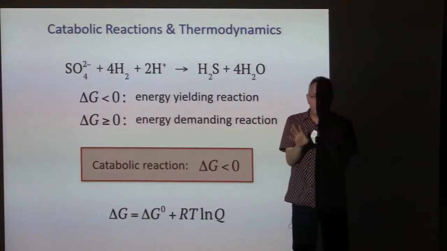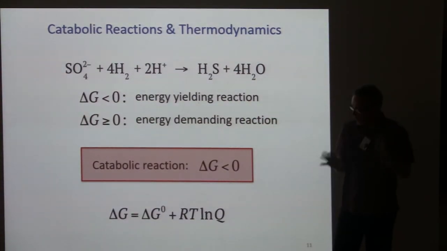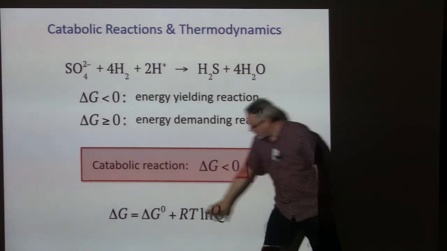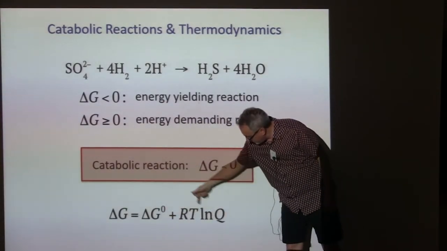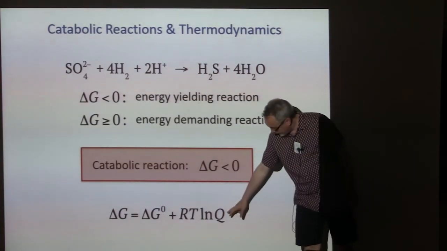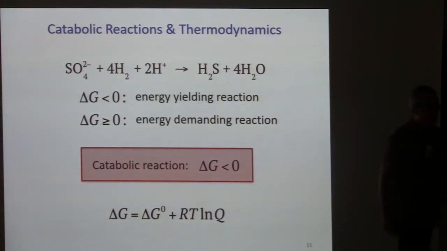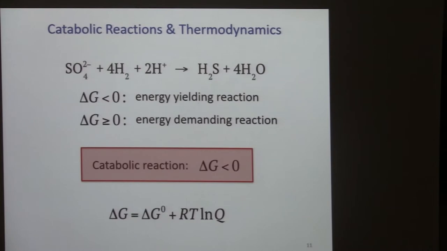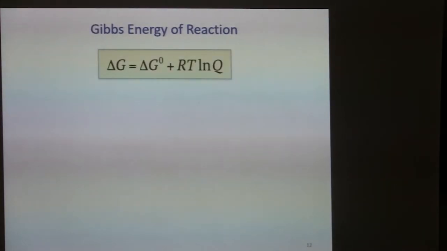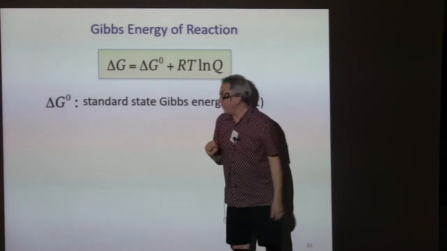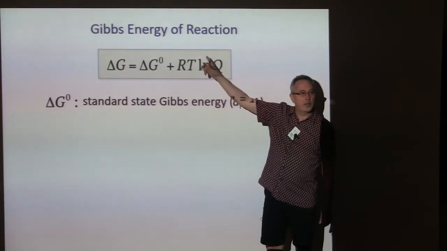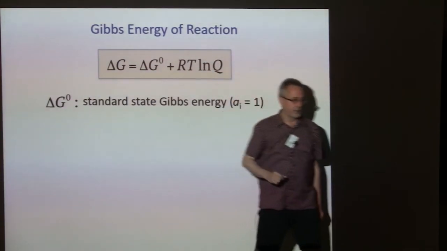That's simply a reference value. We have to choose, of course, how we define this reference value. But once we've defined it, we have this. And then we have R, the gas constant, T, the absolute temperature, and the natural ln of this Q. This Q is known as the reaction quotient. So just to break down those two parts, that's my equation here. This standard state Gibbs energy is the Gibbs energy of that particular reaction under standard state.